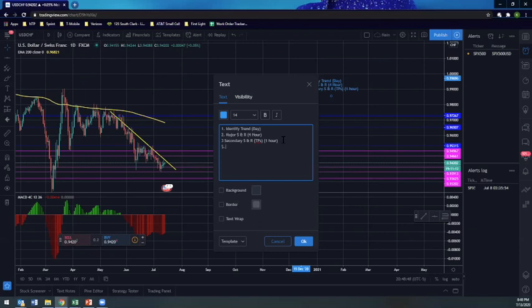Rule of thumb is a 30 pip stop loss for most Forex pairs. I'm going to do 60 pips for GBP and JPY pairs.